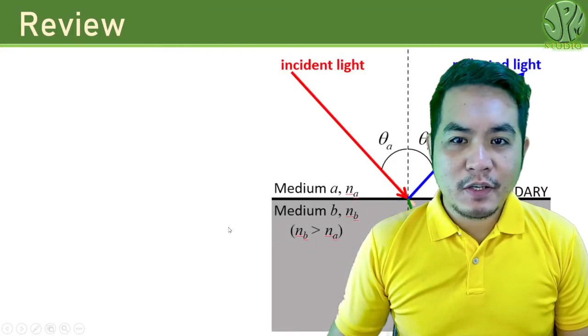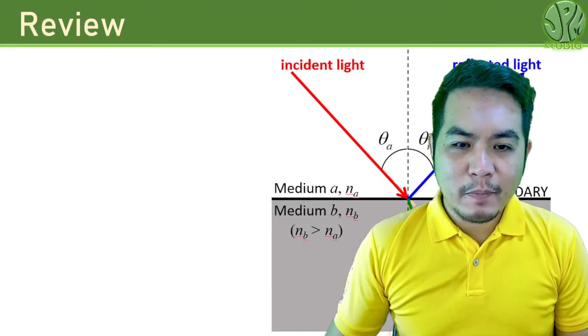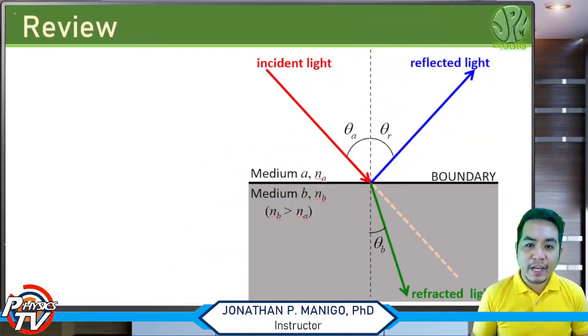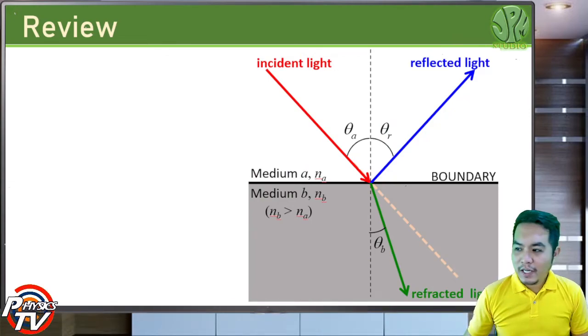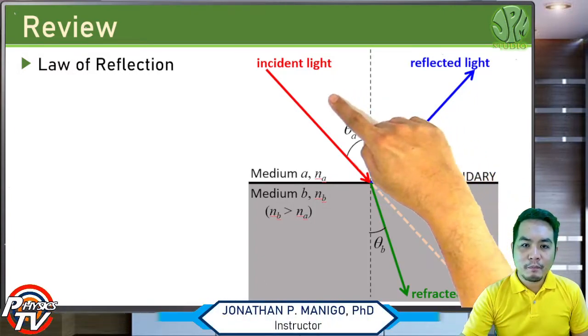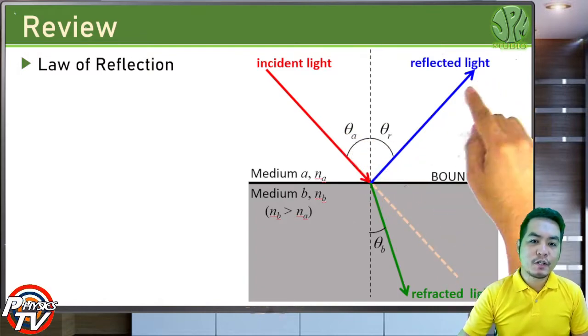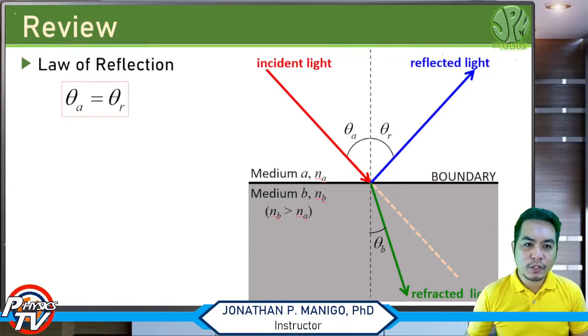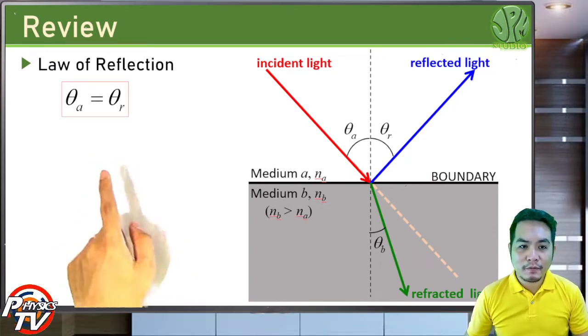In the previous lesson, we discussed the two basic phenomena in the propagation of light, reflection and refraction. In a material, in general, reflection and refraction can happen simultaneously. Light can be bent back away from the medium, or it can bend through the medium. The law of reflection states that the angle of incidence is equal to the angle of reflection.